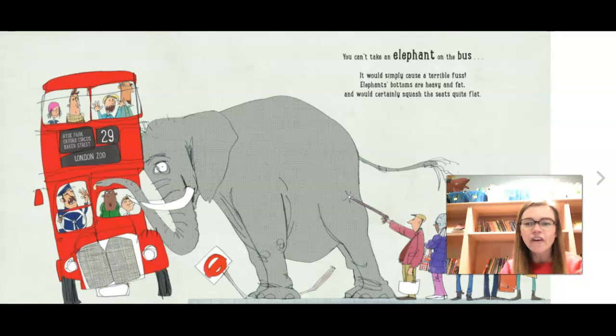Right, reception. So your job is to write a sentence or draw a picture and label it to show me which animal comes next in the story. So if you want to pause me and do that now, please.